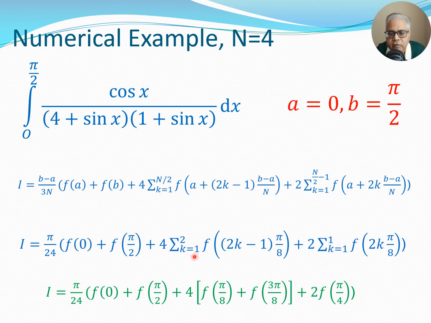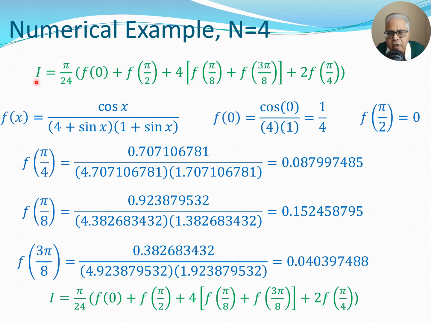These have come from my expansion of these summations. In this case, k goes from 1 to 2, so there are going to be two terms here. When I put k is 1, I'm simply going to get pi by 8, but when I put k is 2, I'm going to get 3 pi by 8. Similarly here I'm going to go from k is 1 to 1, so at least I'm going to get one term out of this, and that is simply going to be, when k is 1, pi by 4.